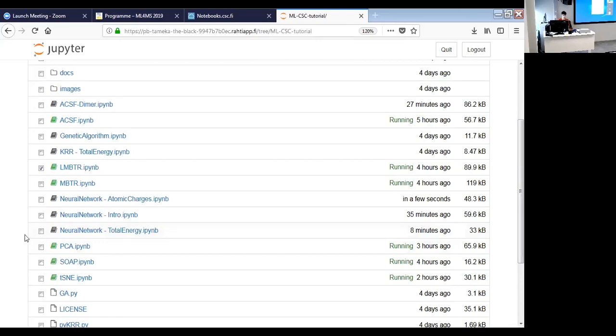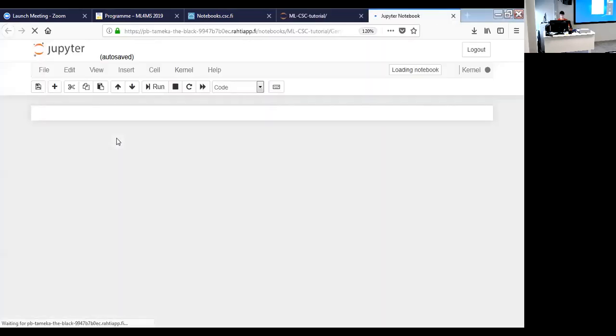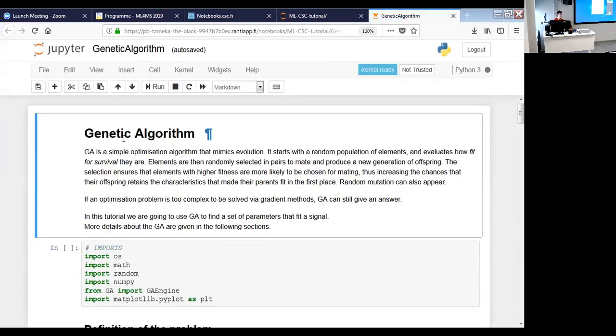So the last thing I want to show before I just leave you to your own devices is the genetic algorithm notebook. Now we have seen that for training neural networks, you would use gradient algorithms, where you calculate the error, the gradient of the error, and you walk the gradient to minimize the error. But sometimes it's difficult to apply.